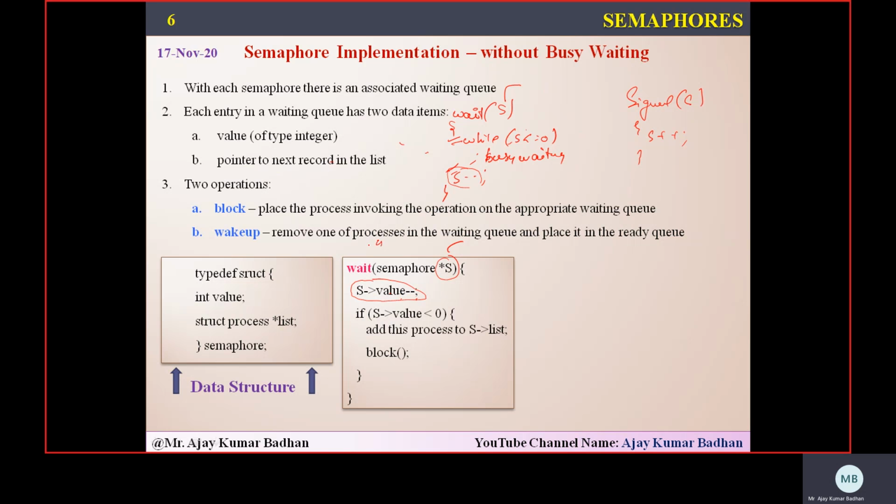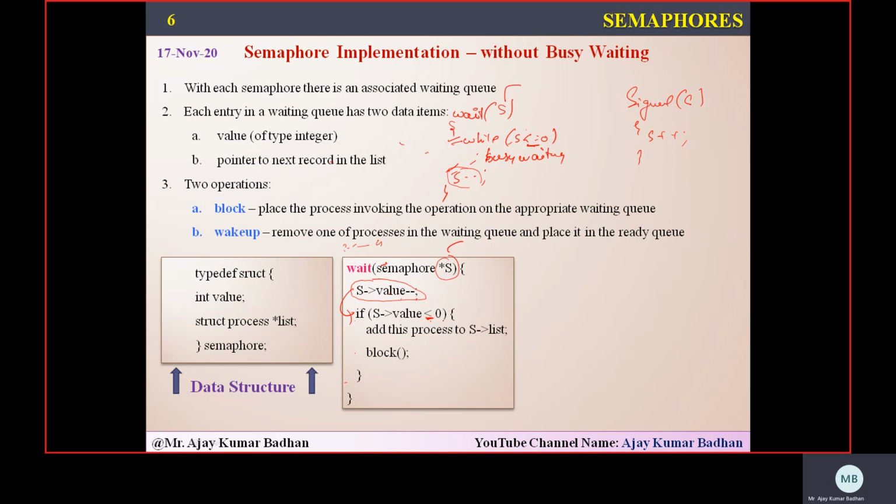After decrementing, that means we are giving the critical section to that particular process. We are decrementing the value. Then I'm checking the condition whether it is less than 0 or not. There is a small difference here. Please see here. Here I have used less than or equal to 0. But here I am saying less than 0. There is a small difference.